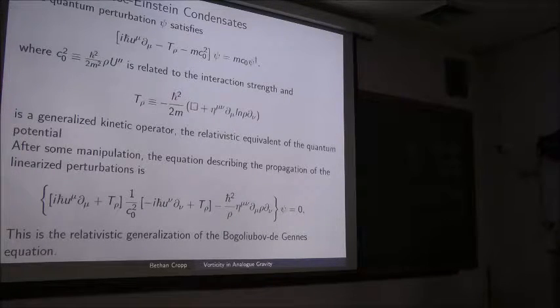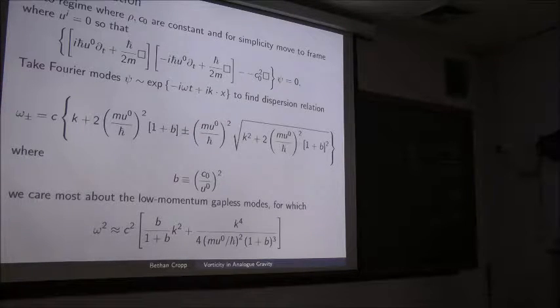So again, we get something that looks very similar to what we had before, except we've got four vectors here rather than three vectors. And we're going to get a slightly modified kinetic operator quantum potential term. So you can manipulate it into a nice form to describe the linearized perturbation. And I said with the Bose-Einstein condensates that what we're getting from this quantum potential is really a dispersion relation. So you can really see that here.